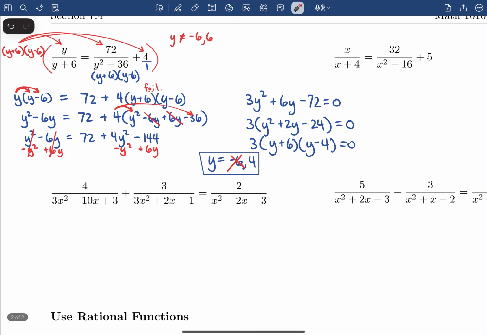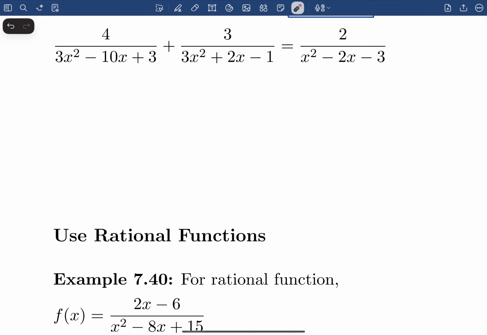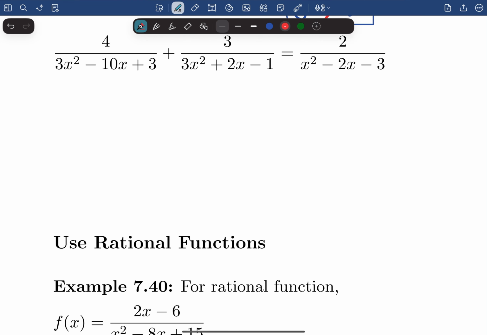And let's go ahead and jump into one last example of this objective. Okay, so here I go, and I see the denominators, and I notice I'm going to have to factor. It's time to start factoring. Okay, so I'm just going to look at these denominators. I'm going to factor them first before I do anything else.